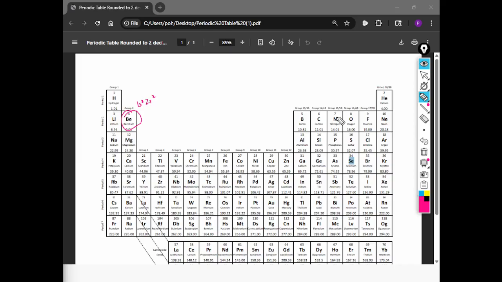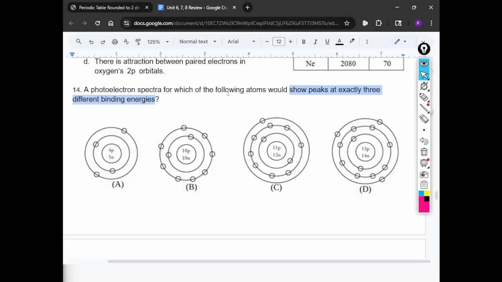If you look at B, B is 10 neon. And if you look at neon, its electron configuration is 1s2, 2s2, 2p6. And so that's going to be 3 peaks on the PES. Just keep that in mind. PES is about how many subshells there are, not how many shells there are.